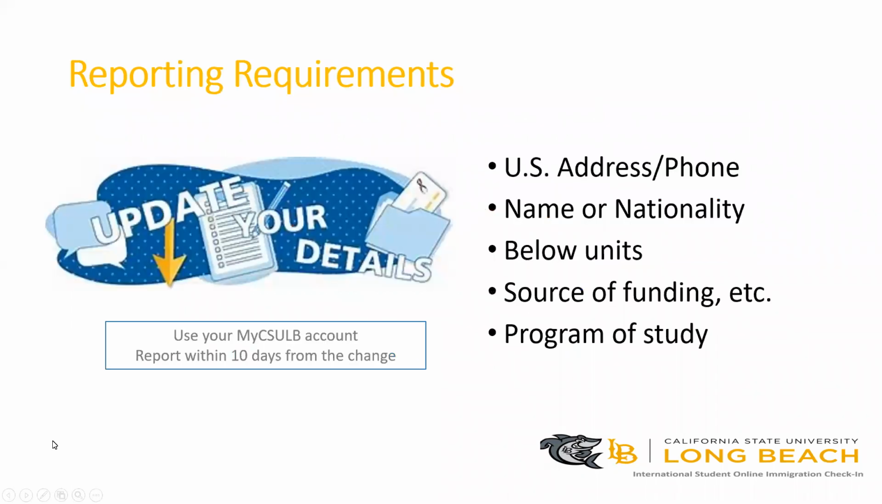Now let's begin. Reporting requirements. You are responsible to report the following to the Office of International Students and Scholars, ISS. Changes to your U.S. address and phone number. Changes to your name or nationality. If you plan to be enrolled under units, if your source of funding has changed, or if your program of study is changing. You must report to the ISS office within 10 days of any change. Please keep in mind that your MyCSULB account can be used to report changes to your current contact information.